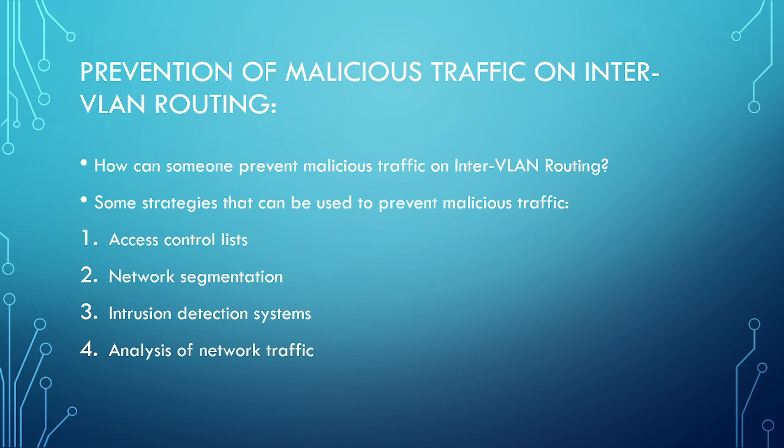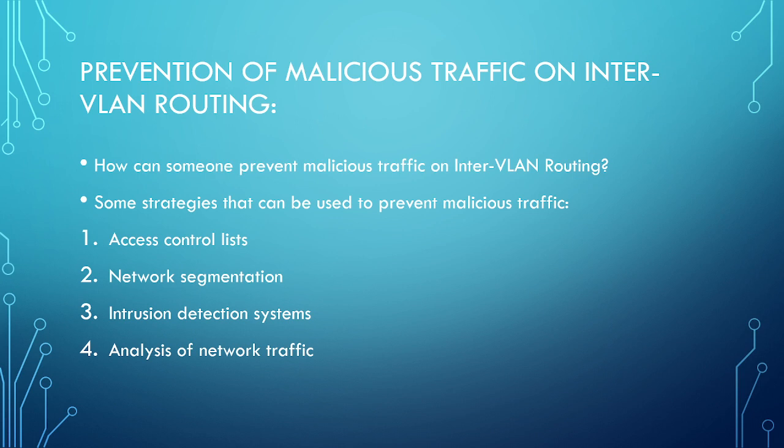The second strategy to use is network segmentation, where someone can divide their network into smaller, more manageable VLANs. This approach to network segmentation can help limit damage caused by malicious traffic in the event of potential security breaches. Thus, malicious traffic can be confined to a specific VLAN and cannot easily spread to other parts of the network.